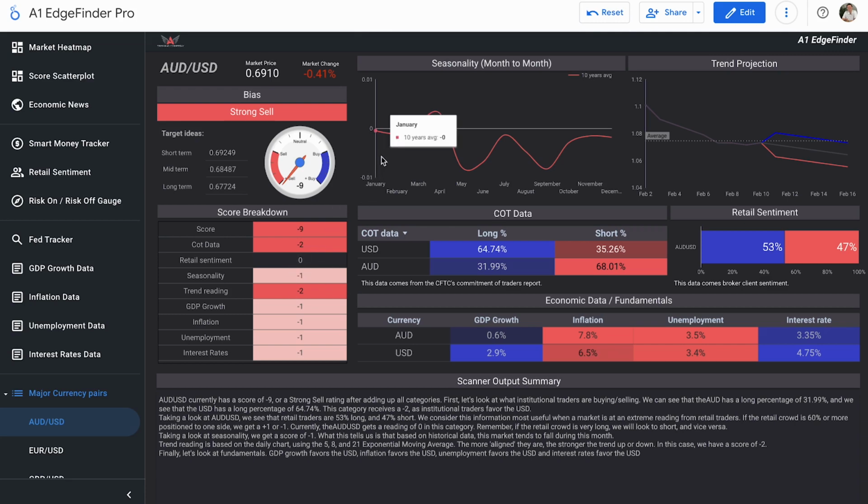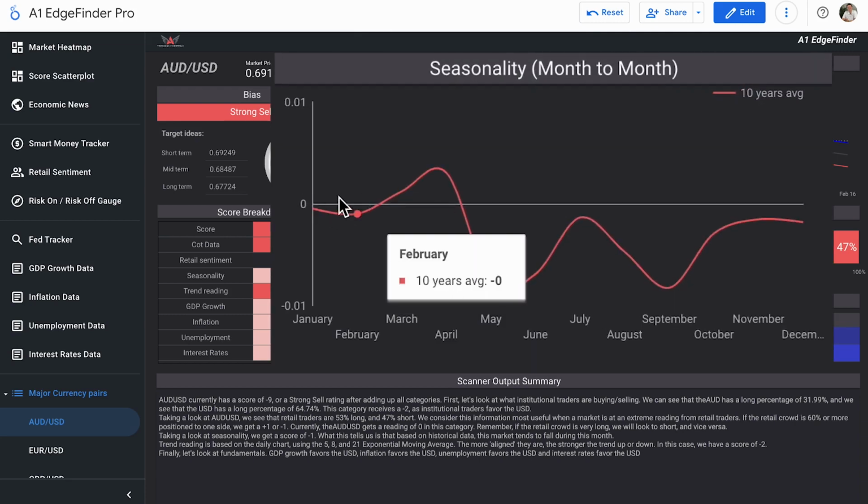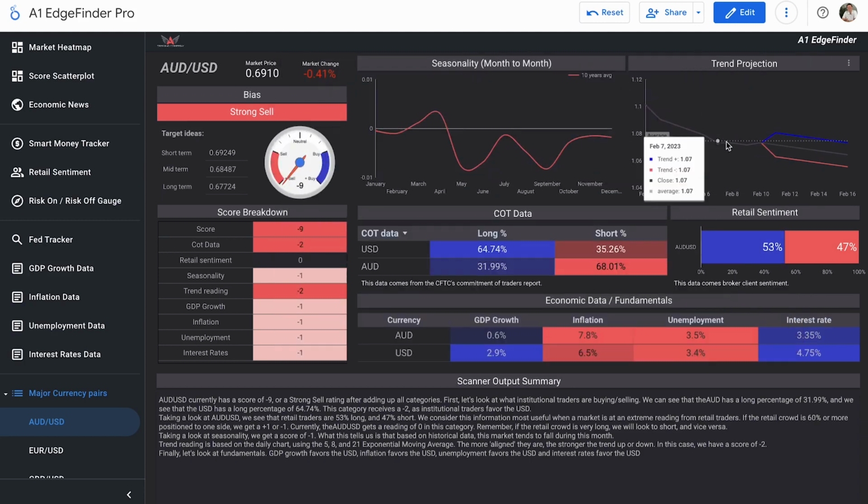Seasonality for the month of February, we can take a look at it right here, and it's just barely below that 0 or that neutral line right there, meaning that in the last 10-year averages, historically speaking, Aussie USD typically performs a little bit bearishly, and that has certainly been the case so far this month as well. We can actually see our average price point right here, and look at this strong move to the downside.